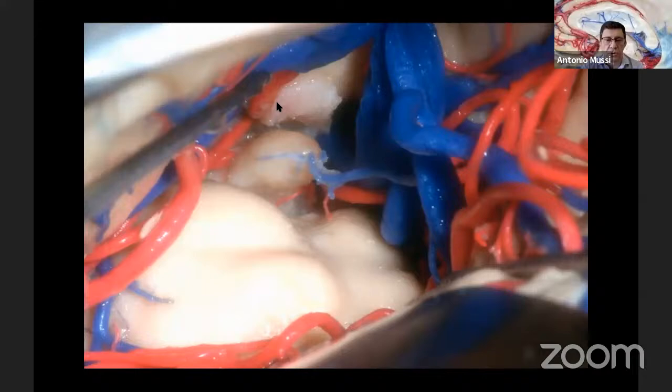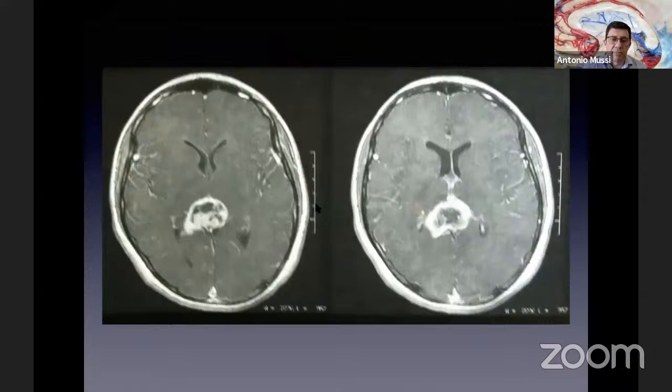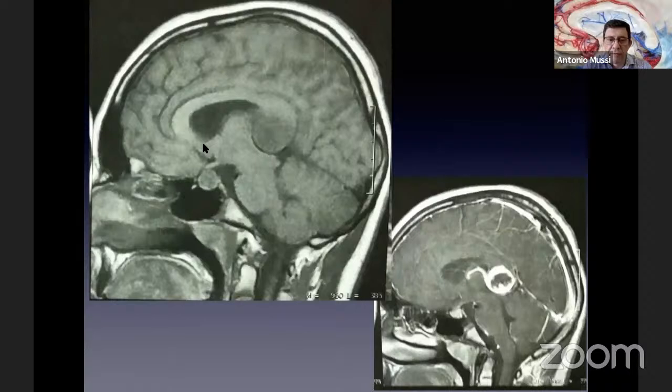Now, let's see some cases, and we can use this knowledge of the differences between the approaches to choose which one would be the best. Usually, small lesions can be approached either way, above or below, but there are some differences. As Dr. Javier showed us, this is another case.